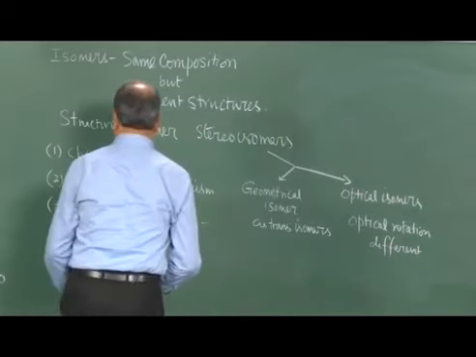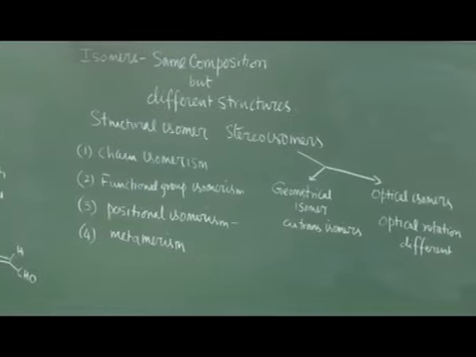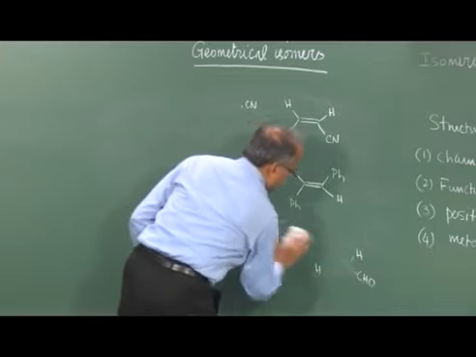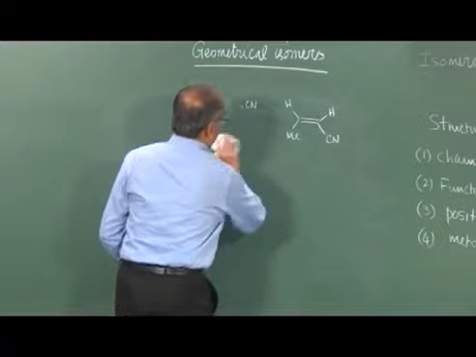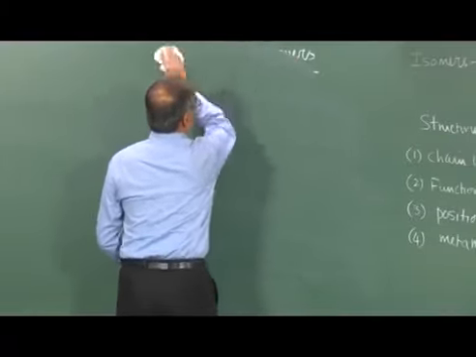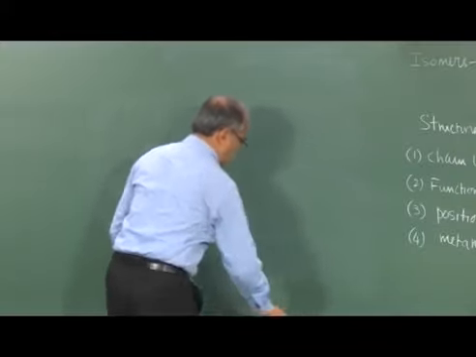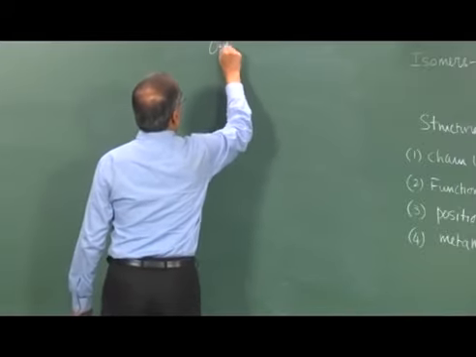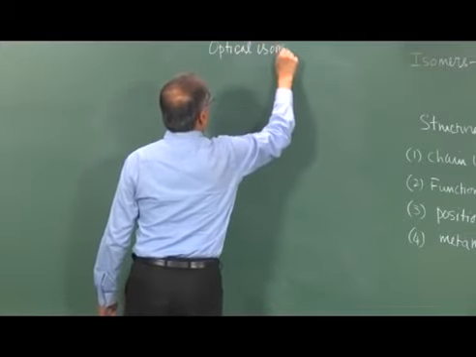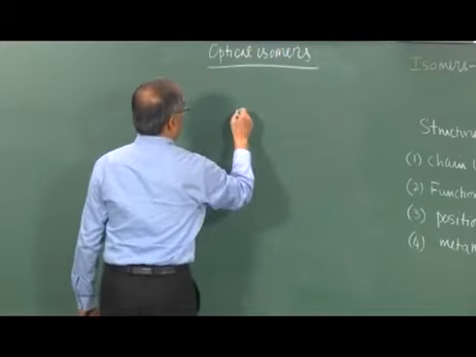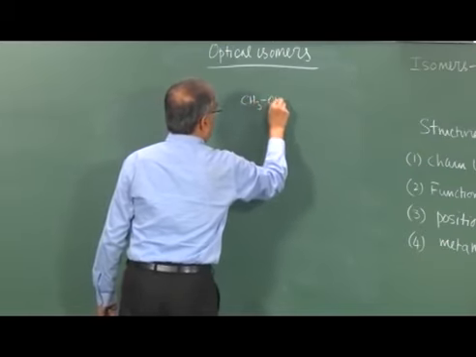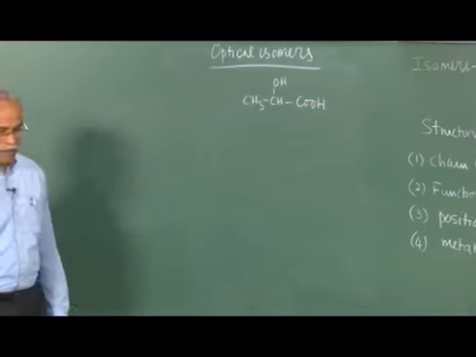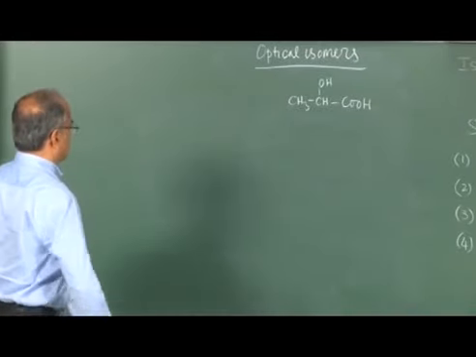Let us illustrate this with an example. Now, optical isomerism arises because of the nature of the carbon atom, which is chiral in nature. What is chirality? Let us start with optical isomerism. Let us take the example of this particular acid. This is alpha hydroxy or 2-hydroxypropanoic acid, simply known as lactic acid.